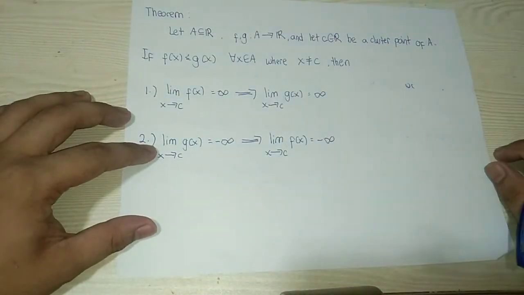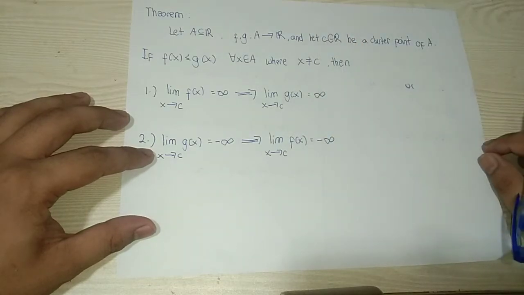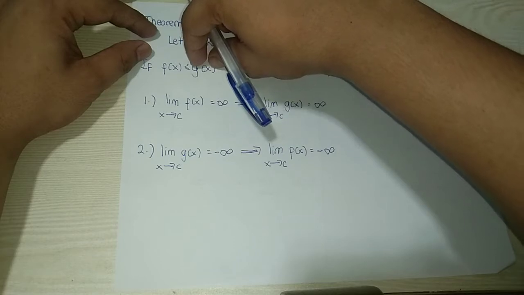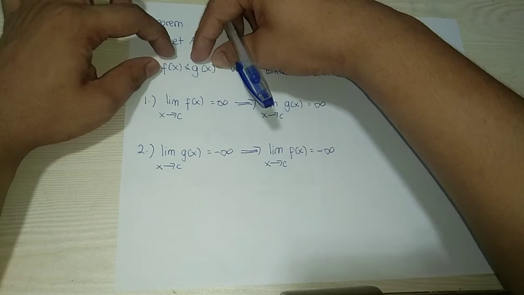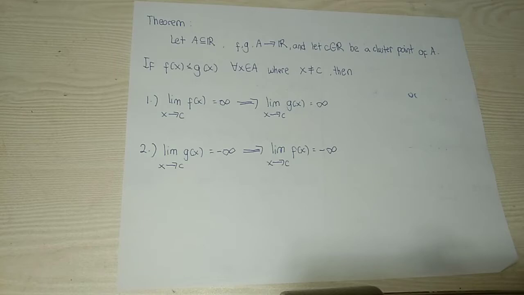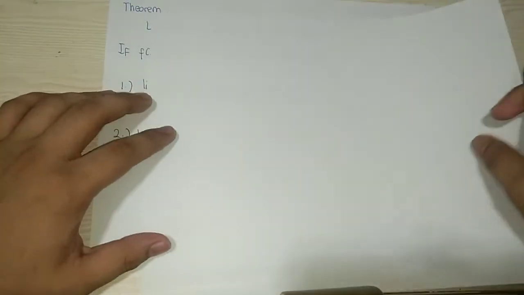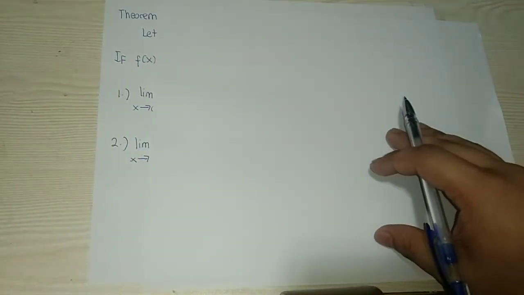Next, limit of g of x as x approaches c equals negative infinity implies limit of f of x as x approaches c is negative infinity. Okay? Or yung kapag yung mas mataas nag-approach sa negative infinity, yung mas mababa mag-a-approach na yan sa negative infinity. Okay? So, mukha siyang obvious, pero tignan natin sa graph yung gustong sabihin ng theorem na to. And then, after that, i-prove natin yung number 1. So, sa graph muna tayo.